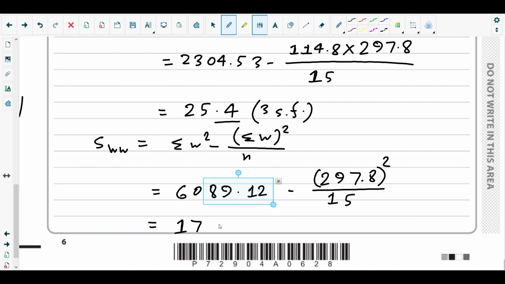So here it would be what? 176.797. It keeps going, which can be rounded to 3 significant figures as 177. It is up to 3 significant figures.